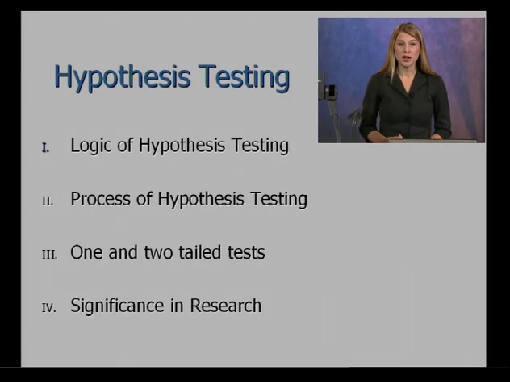So in hypothesis testing, we'll cover first the logic of hypothesis testing. Then we'll cover the process, how you actually perform those tests. And third, we'll look at two different types of tests, one-tailed tests and two-tailed tests. Hopefully you've guessed that these are probably the tails in the normal curve that you're familiar with by now. And then we'll talk about significance in research. By the end of lecture, you should know what all of these things mean.